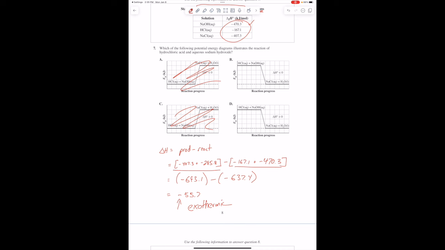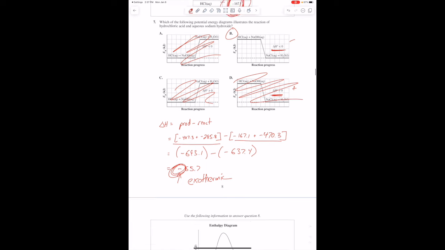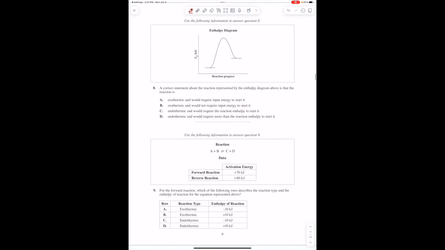So B says the delta H is less than zero. The delta H is greater than zero. In other words, the delta H here is negative. The delta H here is positive. So because it's negative, this is out. It's got to be B. Okay. All right. Moving on.